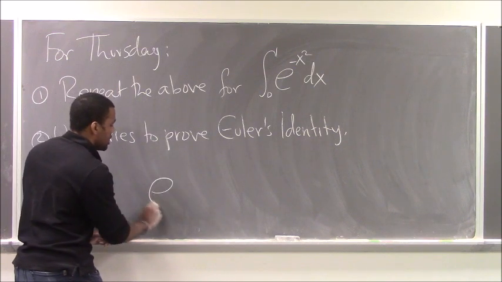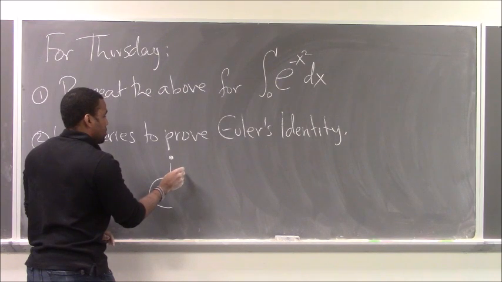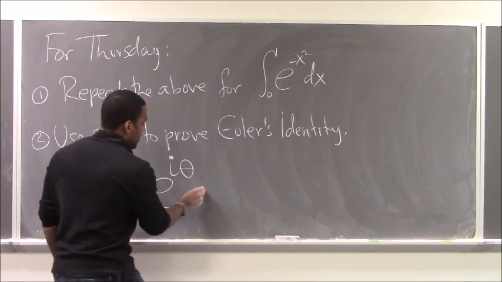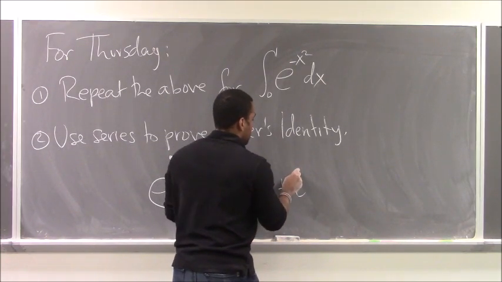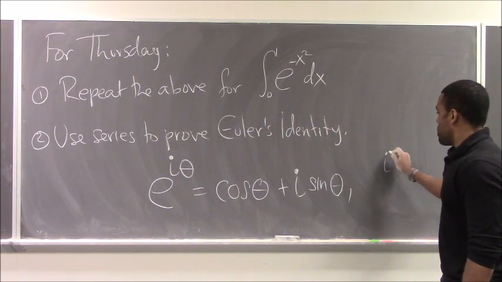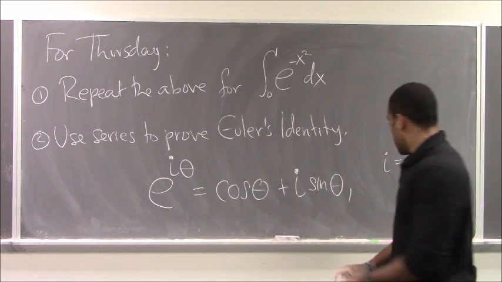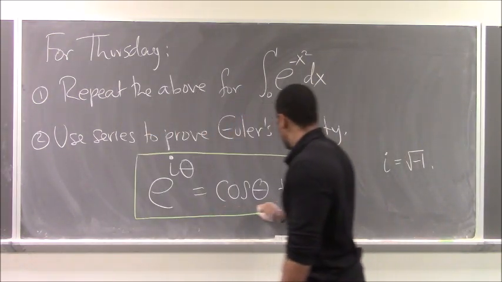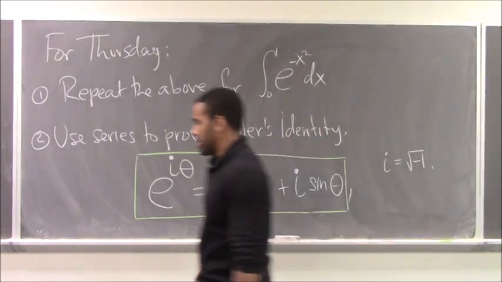It says e to the i theta, though you can think of it as an x here, is equal to cosine theta plus i times the sine of theta, where i is your imaginary unit, the square root of minus 1. This is a very important equation. It gives rise to one of the most beautiful equations in all of mathematics. A lot of math people think it's the most beautiful equation in all of mathematics.